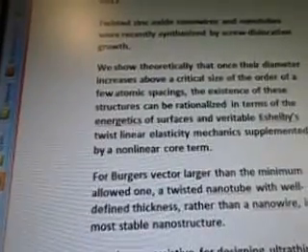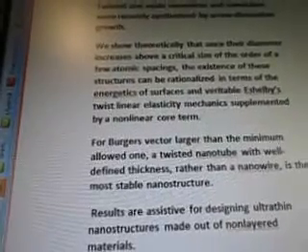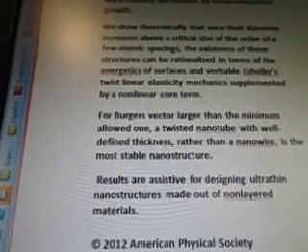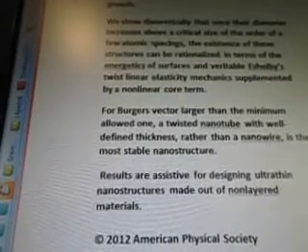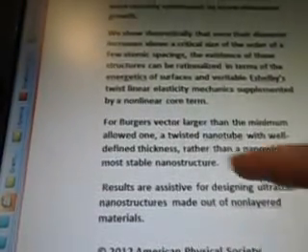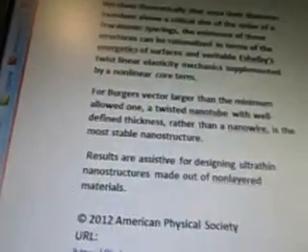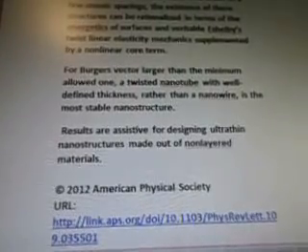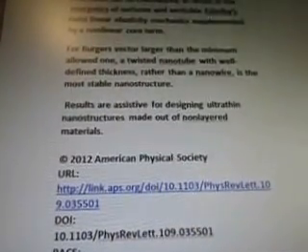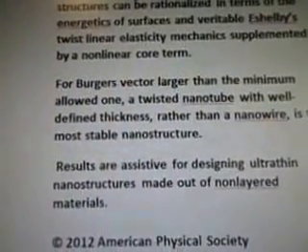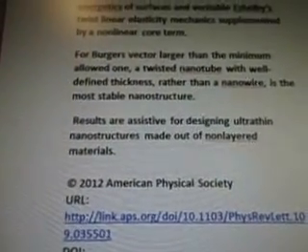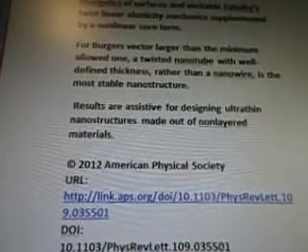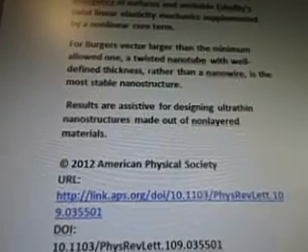So the existence of these structures can be rationalized in terms of the energetics of surfaces and variable Eshelby's twist linear elasticity mechanics supplemented by a non-linear core term. There is that keyword, non-linear. That's been coming up a lot in the actual structure and design of the engine. It comes over and over and over again. For a Burgers vector larger than the minimum allowed, a twisted nanotube with well-defined thickness, rather than a nanowire, is the most stable nanostructure. Results are instructive for designing ultra-thin nanostructures made out of non-layered materials.